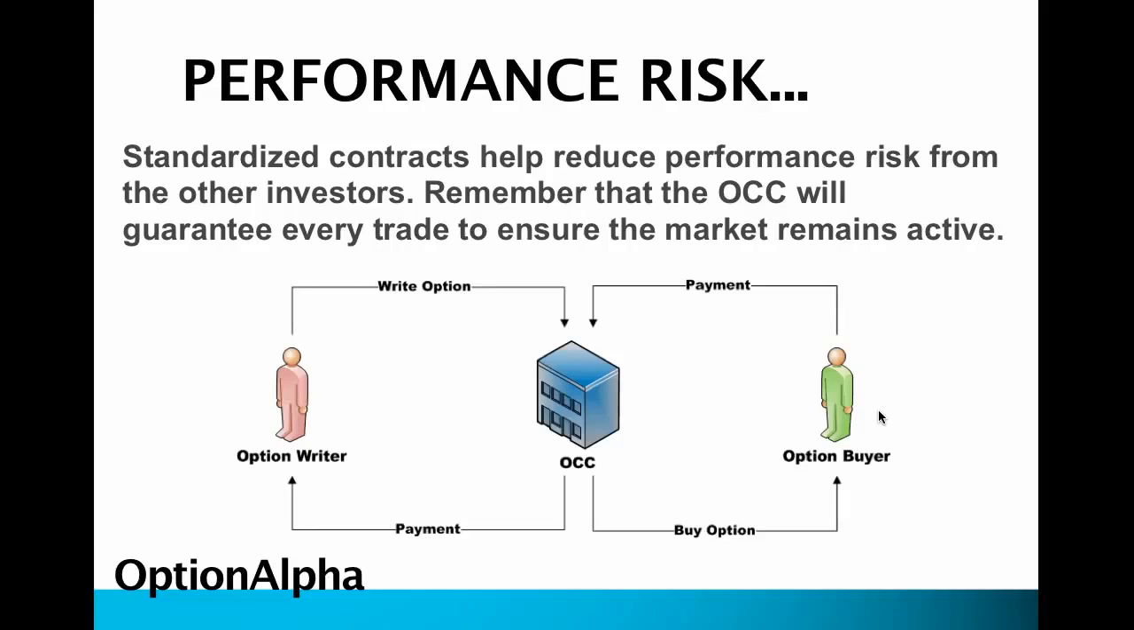Remember that with options, there's always this performance risk. So standardized contracts now reduce the risk from other investors because they're very standardized in how they're traded. The OCC, which is Options Clearing Corp, can guarantee every trade to make sure that the market remains active, fluid, and efficient. So really the standardization is coming from them, the big guys. They want to have standard contracts so that it's easy to take care of and go through an expiration cycle with millions and millions of contracts. There are millions and millions of contracts right now that are ready for expiration this month.